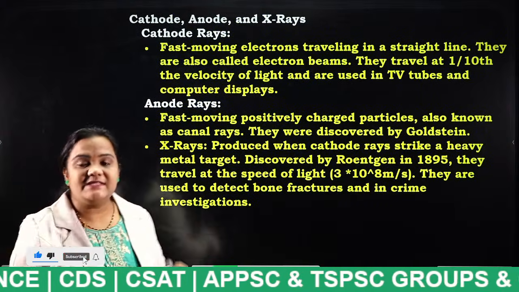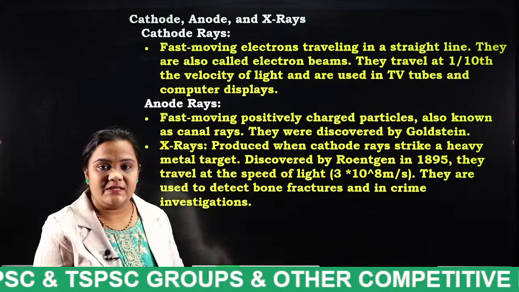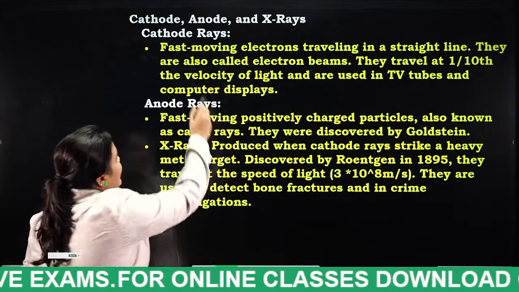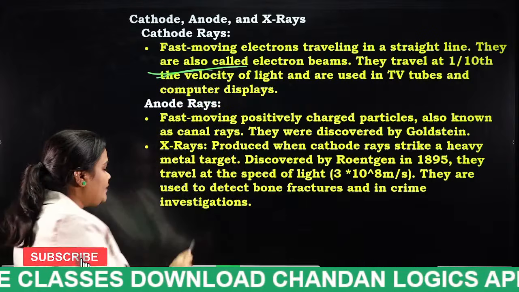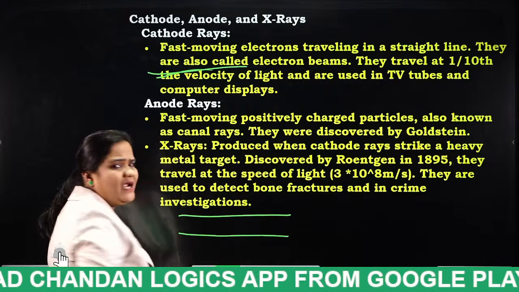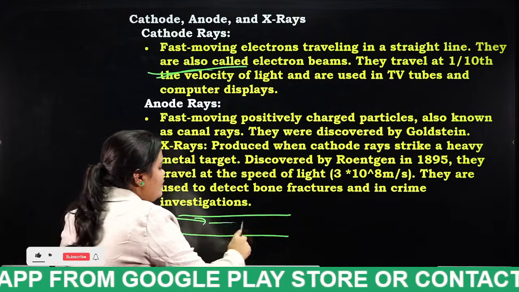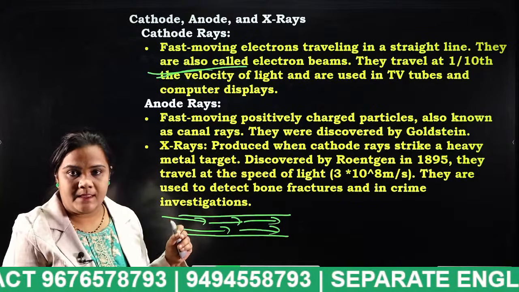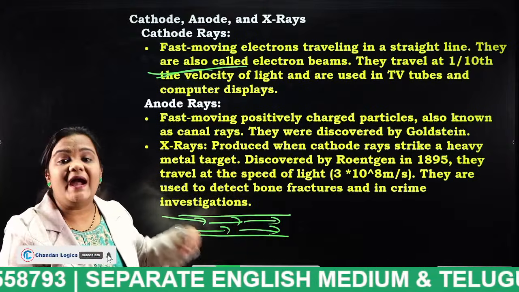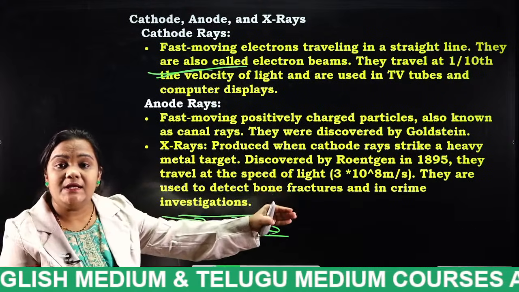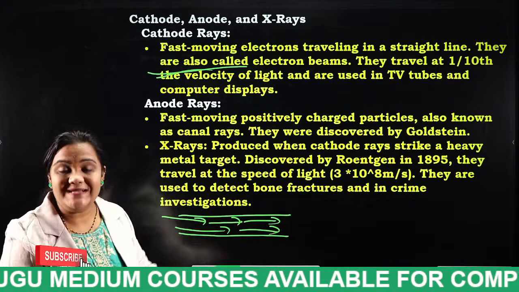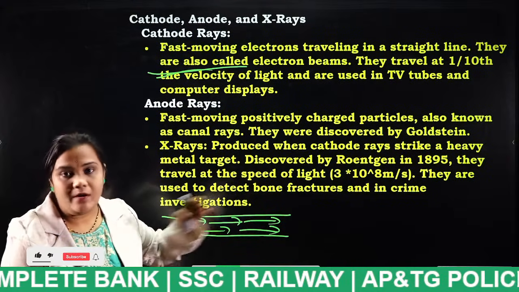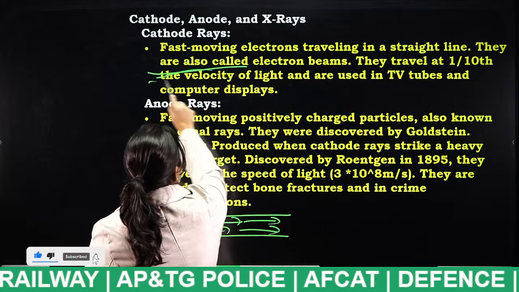Next, cathode rays, anode rays and X-rays. This is also a very important concept in modern physics, so let us discuss this also. Cathode rays are fast moving electrons traveling in a straight line, also called electron beams. What are these cathode rays? They are the fast moving rays which travel in a straight line in a cathode ray tube. Those electron beams are considered cathode rays. They are fast moving and straight moving rays, nothing but electron beams.